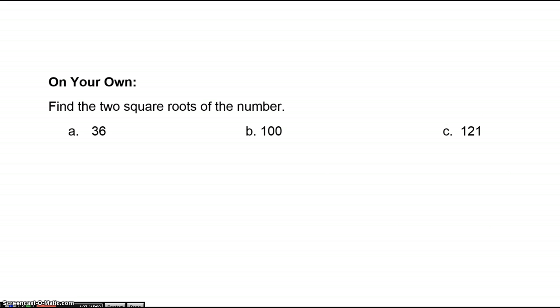All right, on your own, try these three. Make sure you rewrite them first as a radical, like this, and find me the two square roots of the number. Hit play when you're ready. All right, A is plus or minus 6 because 6 times 6 is 36. B is plus or minus 10. And C is plus or minus 11.